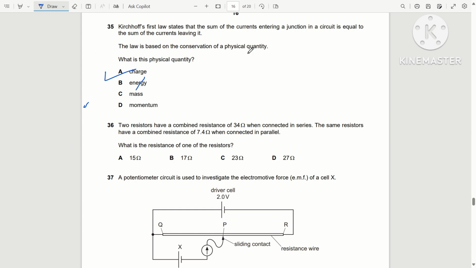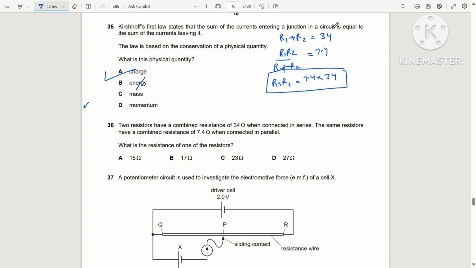Okay. So when two resistors are connected in series, let's say the resistances are R1 and R2. So R1 plus R2 is equal to 34. And when connected in parallel, net resistance is R1 R2 by R1 plus R2, and it is equal to 7.4 ohm. So from this equation you can write R1 R2 is equal to 7.4 into R1 plus R2, that is 34.